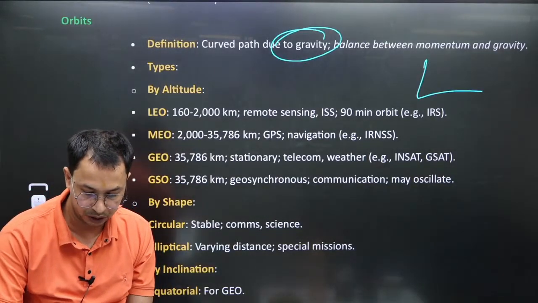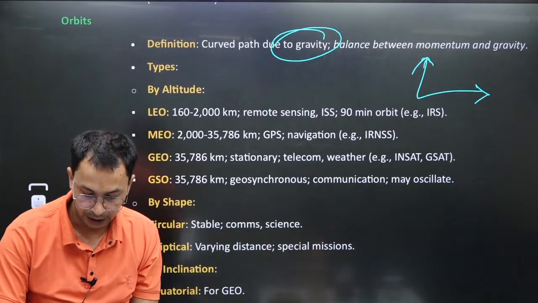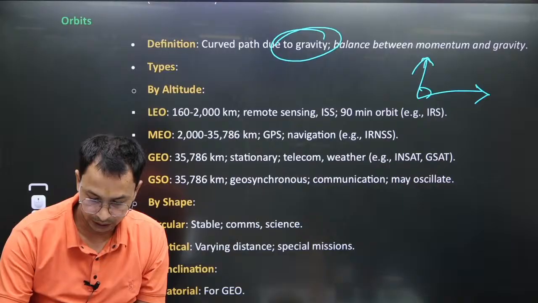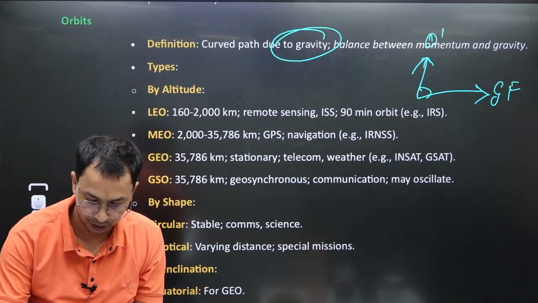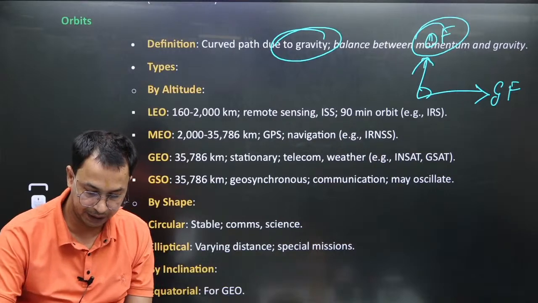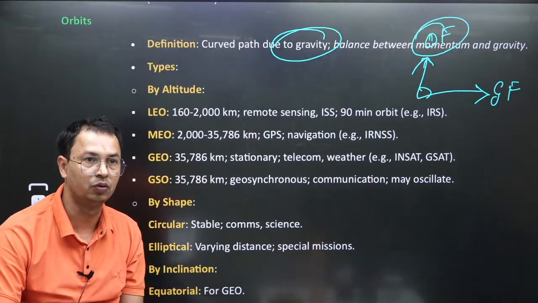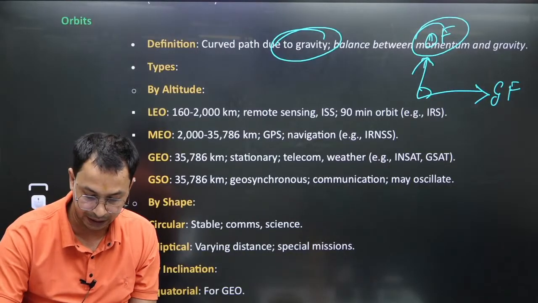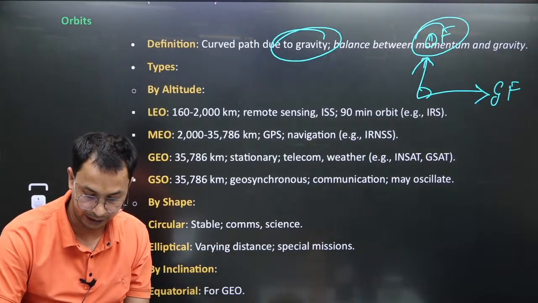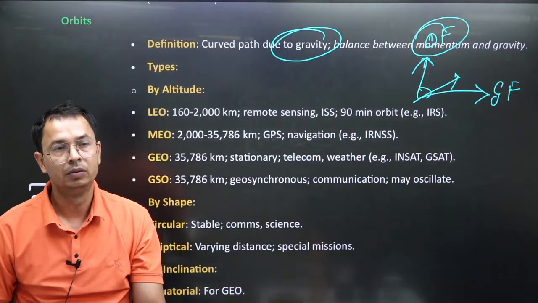Here two forces work at a 90-degree angle, at a right angle. One is the force of gravity, another is the orbital force, because of the momentum. These two forces are equal and balance each other, and they are at a right angle. That is why anything will orbit around any other stellar body.